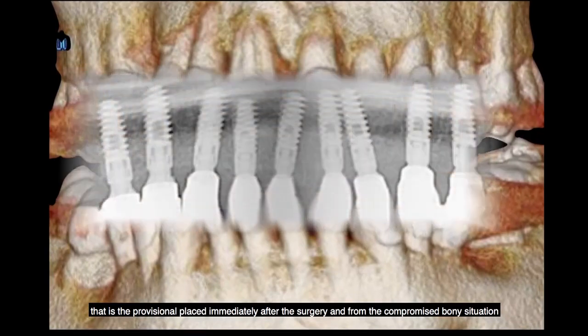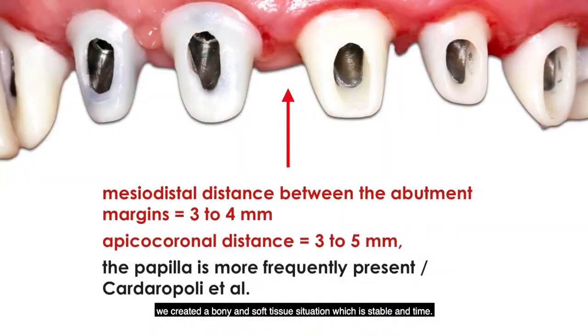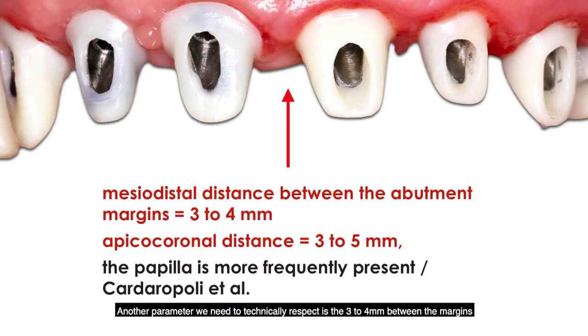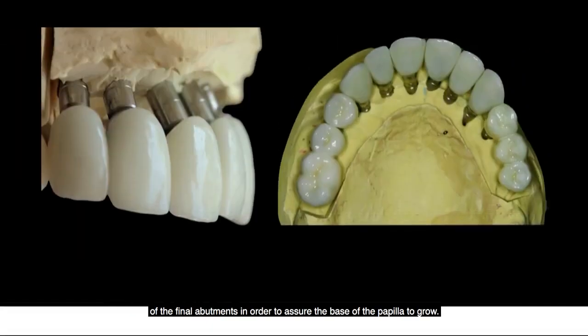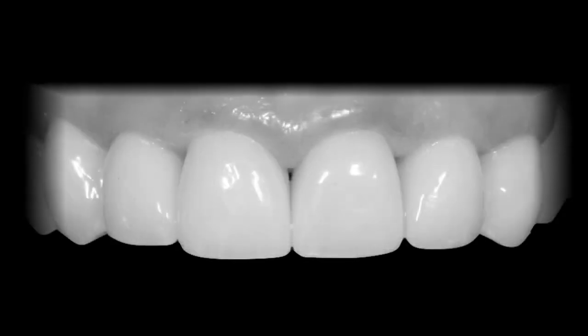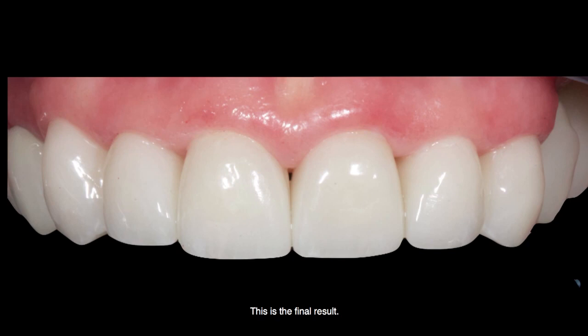And from the compromised bony situation, we created a stable bony and soft tissue situation, which is stable in time. Another parameter which we need to respect, and the technician needs to respect, is the 3 to 4 millimeters between the margins of the final abutments in order to ensure the base of the papilla to grow. And this is the final result.